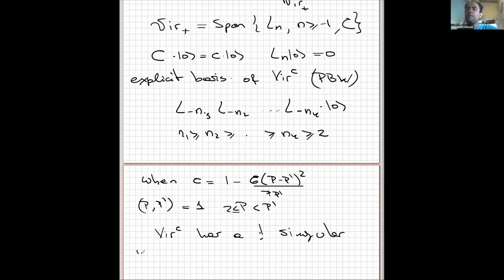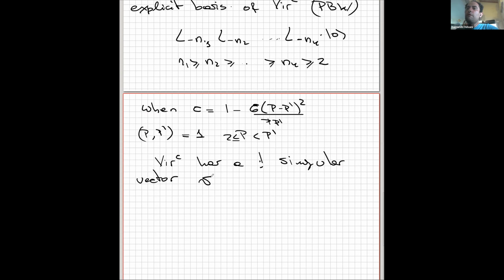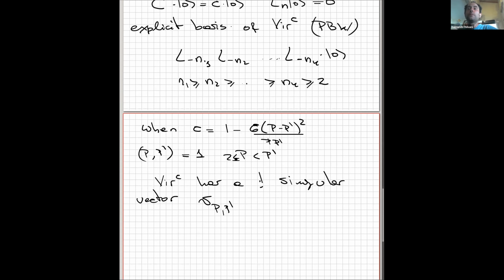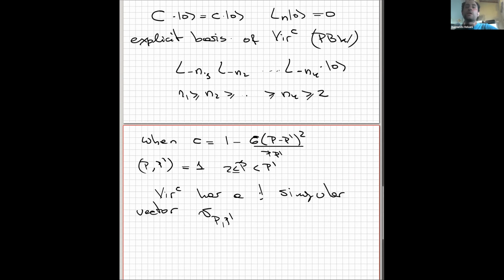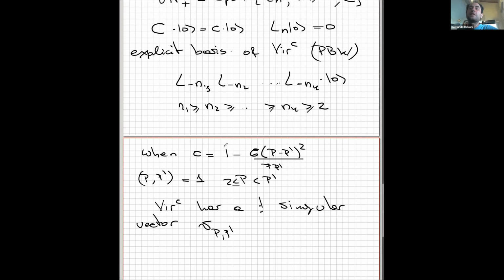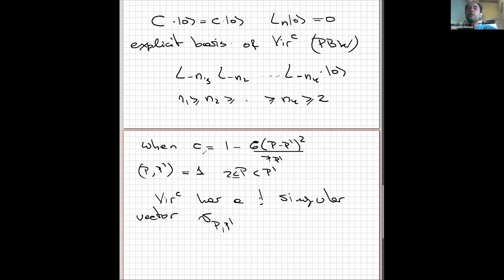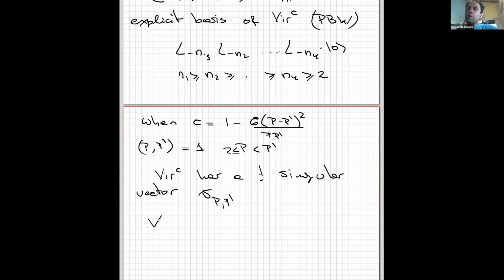Call this vector v P P prime, and it generates a submodule, and if you quotient that submodule out, you get an irreducible representation, which is the minimal model for that central charge. So the quotient, where C is the quotient of this universal guy by the submodule generated by that vector.